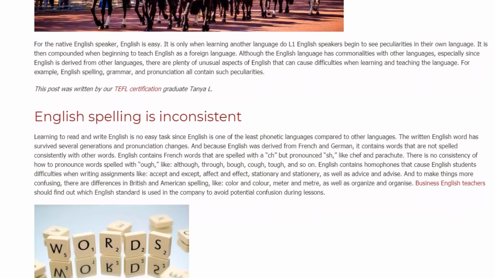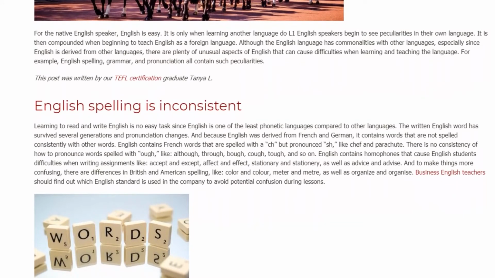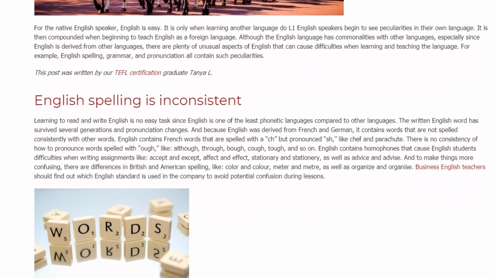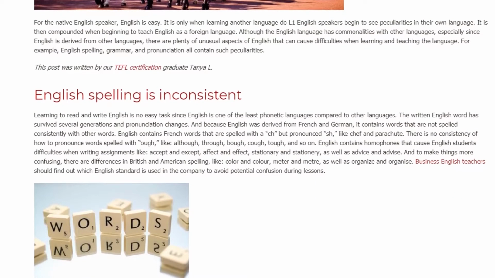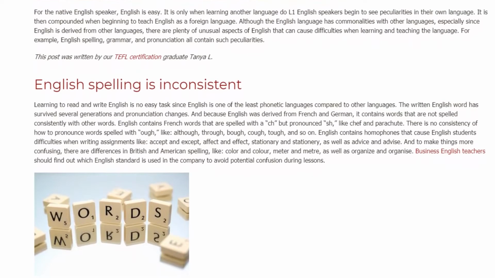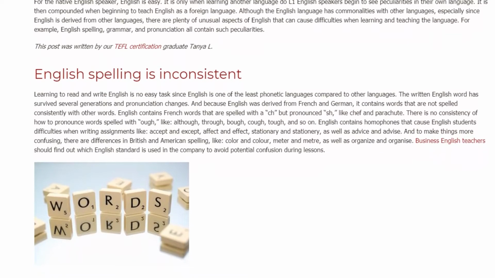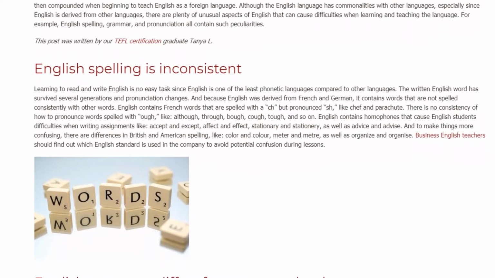And to make things more confusing, there are differences in British and American spelling, like colour and color, metre and meter, as well as organise and organize. Business English teachers should find out which English standard is used in the company to avoid potential confusion during lessons.